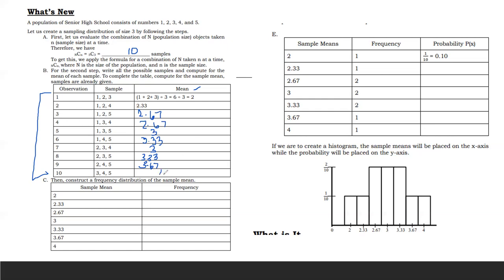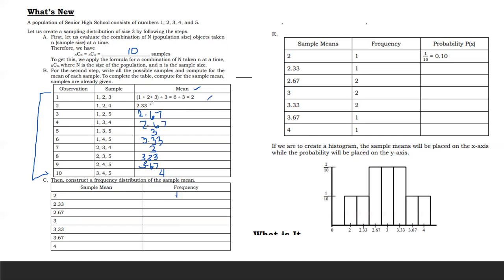So nakuha na natin ang mean niya. May iba-ibang uri tayo ng mean dito. We have 2, 2.33, 2.67, 3, 3.33, then 3.67, then 4. Inilista ko lang. Arrange lang natin: 2, 2.33, 2.67, 3, 3.33, 3.67, and 4. Then bibilangin lang natin, ilan ang may 2? Ibig sabihin, isa.